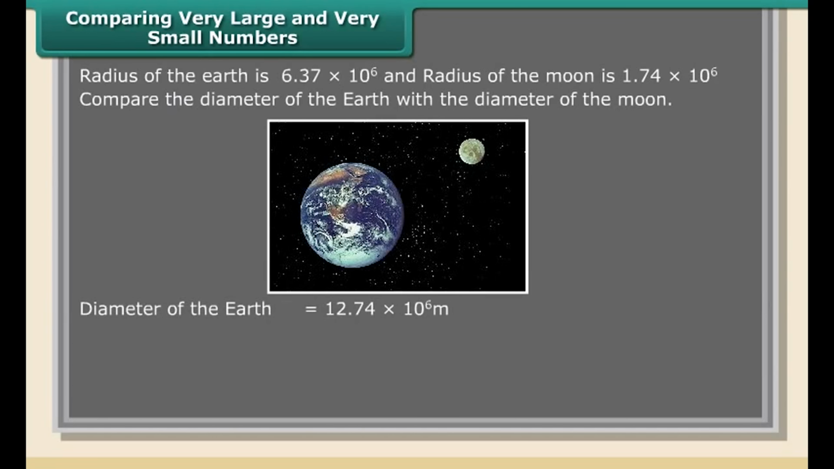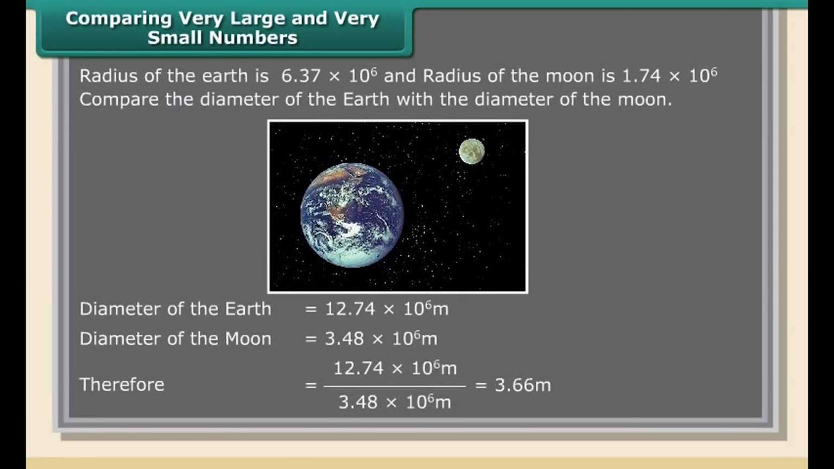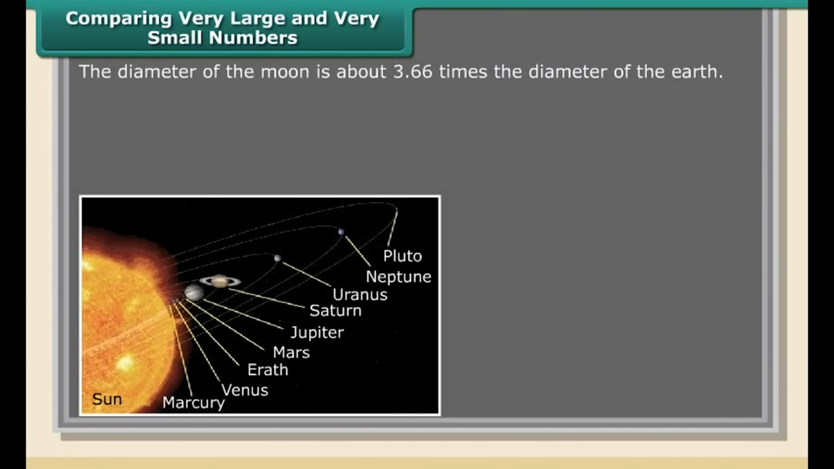Diameter of the earth is equal to 12.74 into 10 raised to the power 6 meters. Diameter of the moon is equal to 3.48 into 10 raised to the power 6 meters. Therefore, 12.74 into 10 raised to the power 6 upon 3.48 into 10 raised to the power 6 is equal to 3.66 meters. The diameter of the moon is about 3.66 times the diameter of the earth.